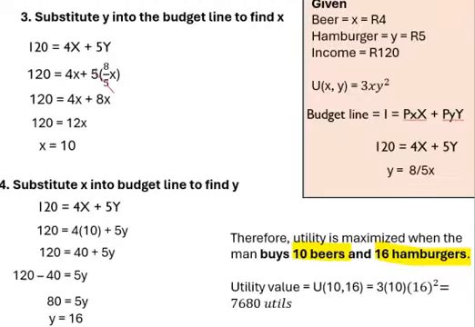And if you are asked for a utility value, you calculate this. You say utility value equals, so you go back to our utility function, and it equals 3 multiplied by 10 multiplied by 16 squared, and this gives us 7680 utils, right? So I hope you understand this.